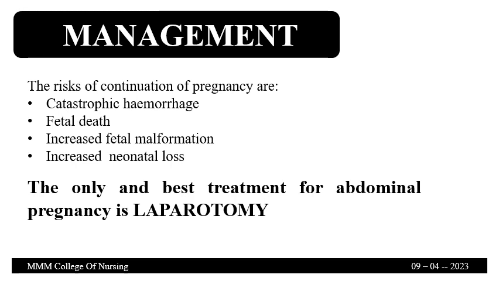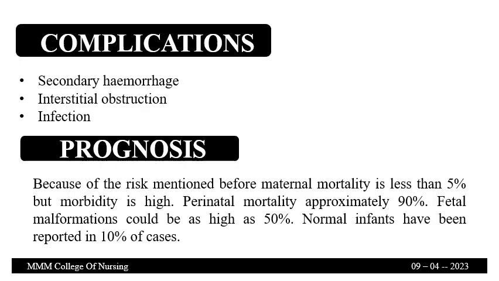Okay, so if the placenta is attached to the intestine, it may be left in situ, but when the placenta is left inside, the risk of infection is high, but it is considered a safe option because the separation of placenta may be followed by a major hemorrhage and increased neonatal loss. The one and best treatment for abdominal pregnancy is laparotomy. Complications: secondary hemorrhage, intestinal obstruction, infection.